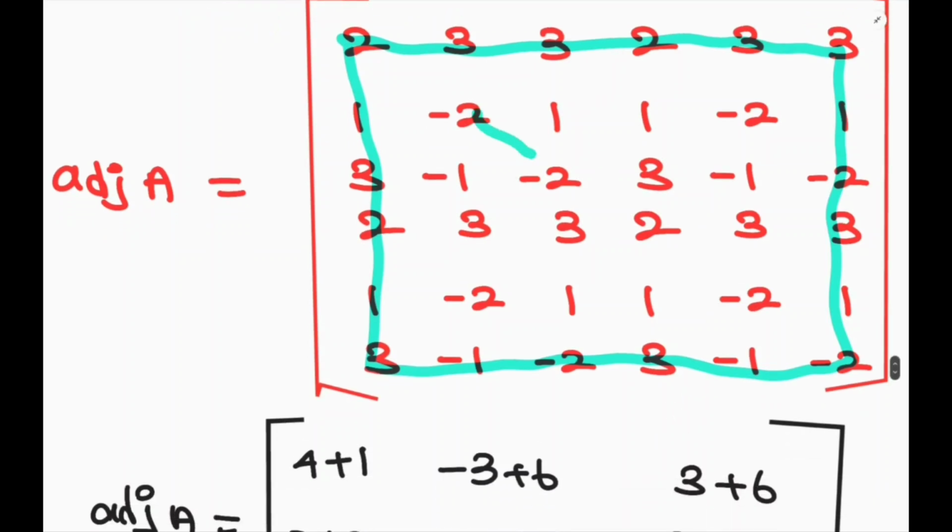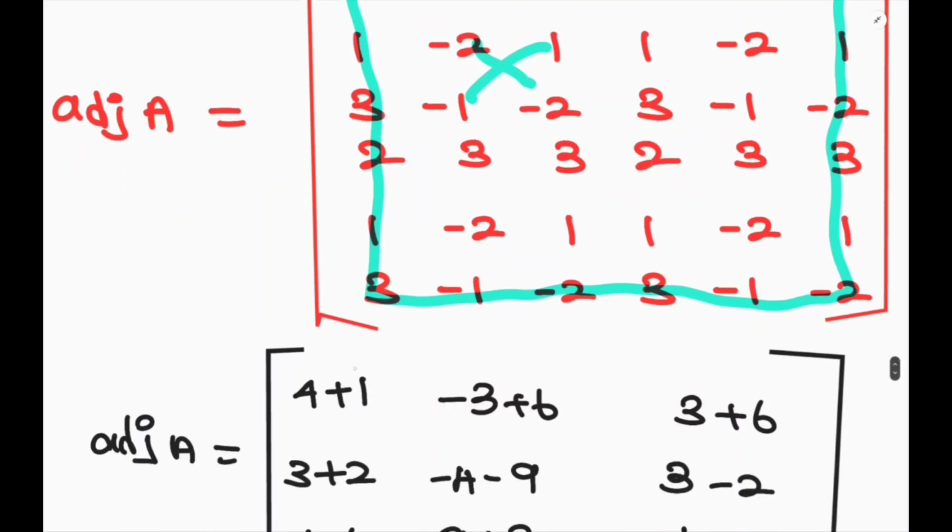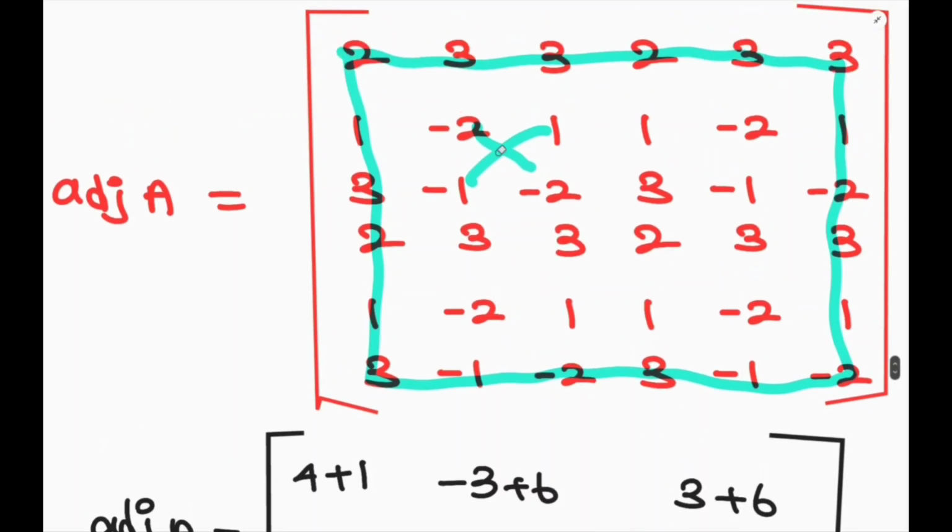So minus 2 into minus 2 becomes plus 4, minus of minus 1 becomes plus 1, so 4 plus 1. Then 3 into minus 1 is minus 3, minus of 6 becomes plus 6, so minus 3 plus 6. And then next 3, minus of minus 6 becomes plus 6, so 3 plus 6. That is your first row. Then for the second row, we have to take these two columns. So 3 into 1 is 3, minus of minus 2 becomes plus 2.